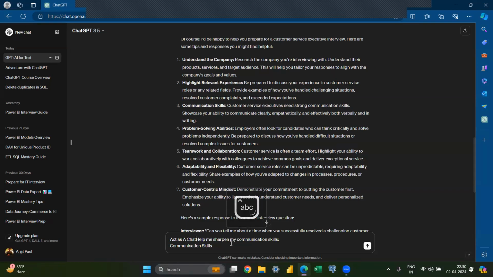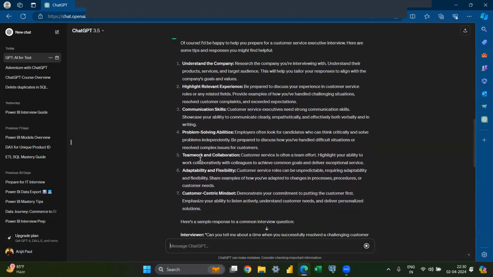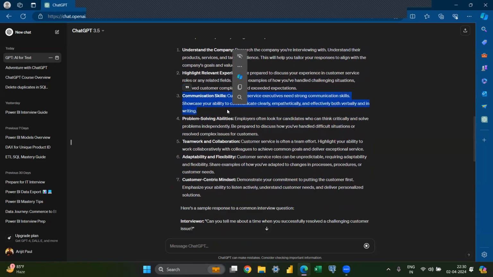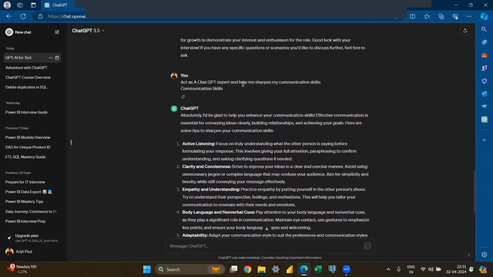We can say, act as a ChatGPT expert, and combine this, and then highlight communication skills. Here, taking point number three, it shows that customer service executives need strong communication skills. Showcase your ability to communicate clearly, empathetically, and effectively, both verbally and in writing. If I want to know more about this, I'm pasting it in the next prompt and enabling it: act as a ChatGPT expert and help me sharpen my communication skills.